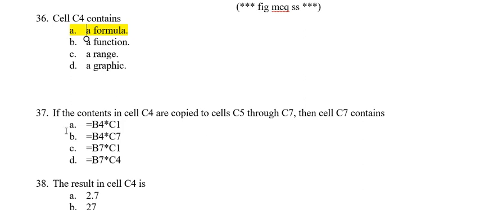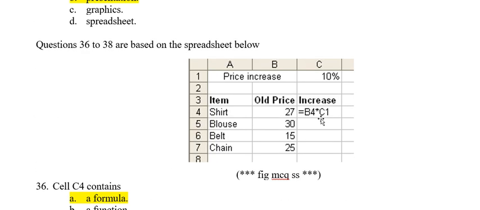37. If the contents in cell C4 are copied to cell C5 through C7, and then cell C7 contains, the answer is D. Okay? So if you are to copy it down, as it is, here will be C2 and so on, okay?